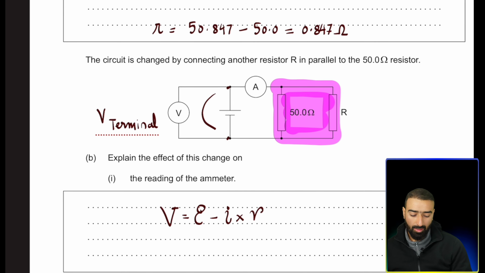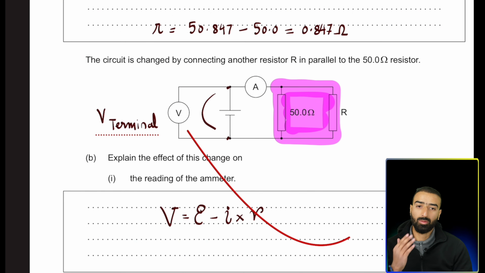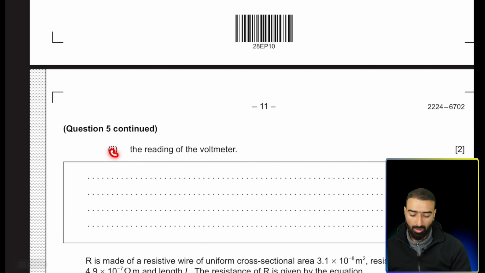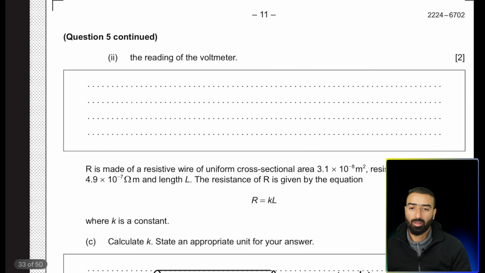Now, if the current increases, the terminal voltage will decrease. If there is a decrease in the terminal voltage, the voltmeter is going to measure a smaller reading. And that solves this part of the problem. Let's push on to the third section.